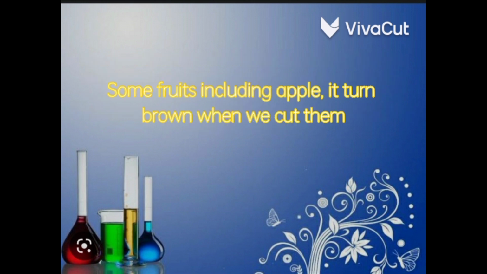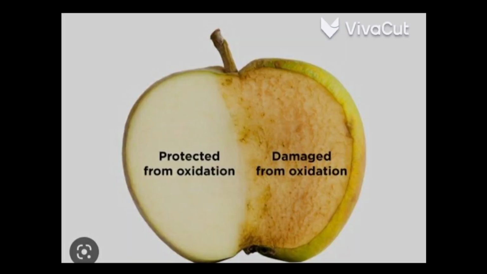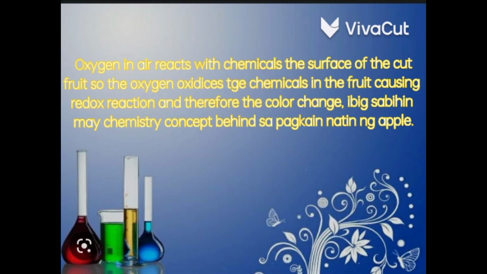Some fruits, including apple, turn brown when you cut them. What do you think is happening on the surface of the fruit that causes it to turn brown? Ang sagot diyan, oxygen in air reacts with chemicals on the surface of the cut fruit. So the oxygen oxidizes the chemicals in the fruit, causing a redox reaction and therefore the color change. Ibig sabihin, may chemistry concept na behind sa pagkain natin ng apple.